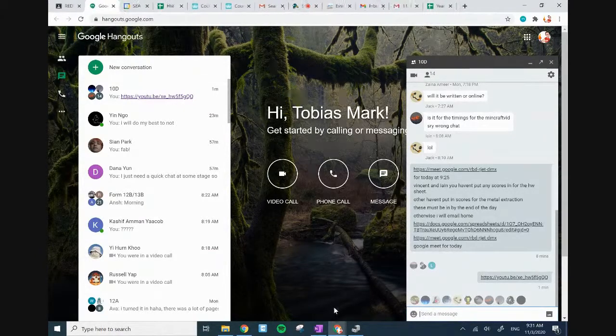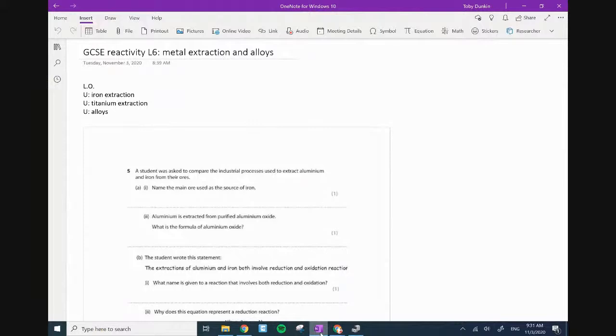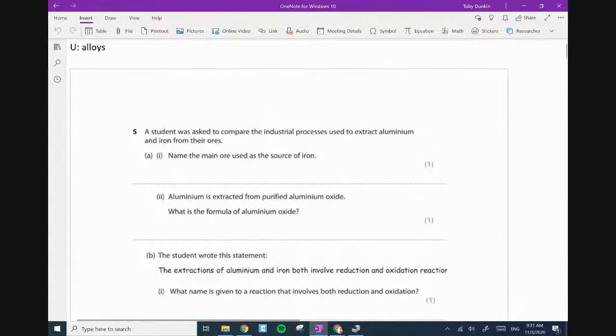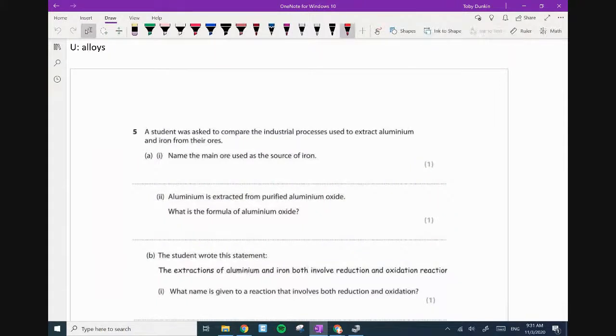Okay, holiday homework. So I gave you a redox homework, guys. I'm going to be super quick with this. You can mark your own.